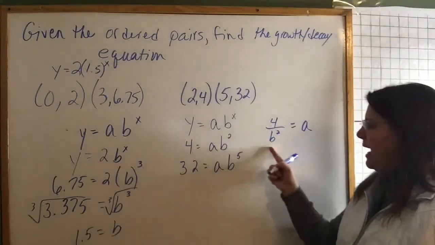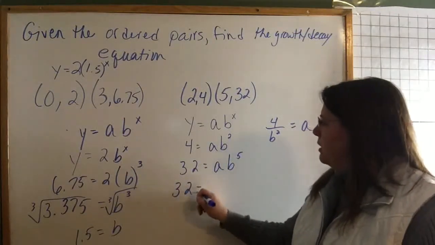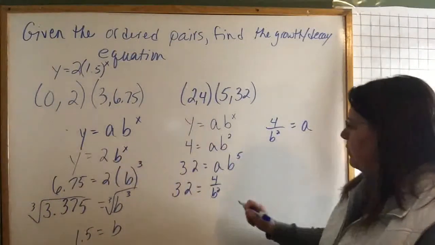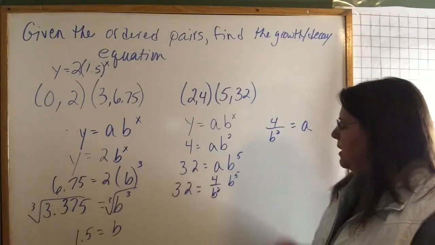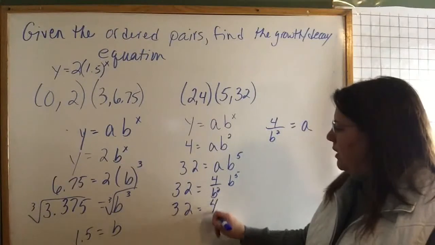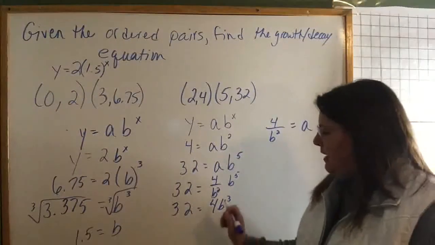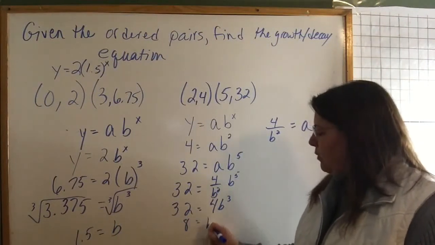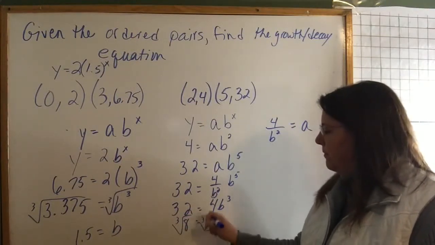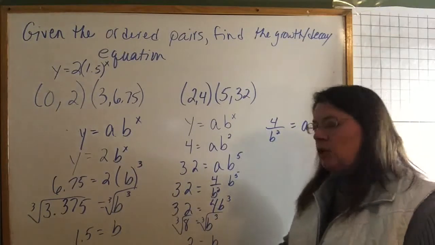Then I could take what A equals and plug it in over here. So 32 equals 4 over B squared, I replace A with what it equals, times B to the fifth. Now, if I do that, I end up with 32 equals 4B cubed, because the B to the fifth and the B squared cancel. If I divide by 4, I have 8 equals B cubed. And then if I take the cube root of both sides, I end up with 2 equals B. So my B value is 2.